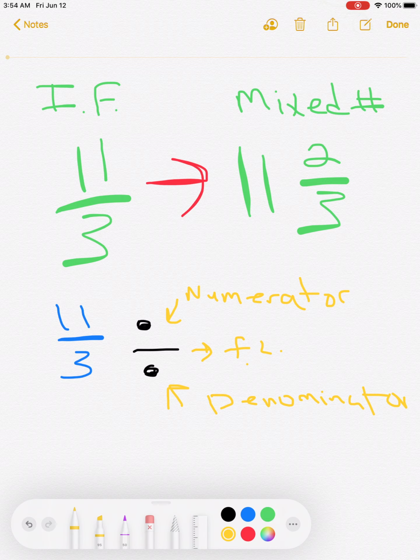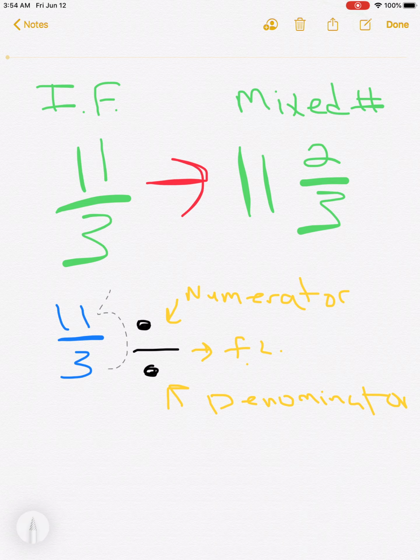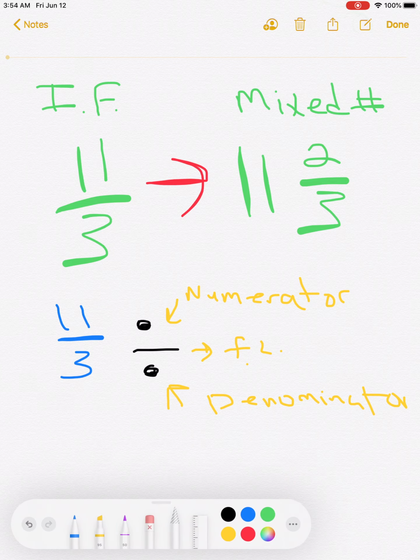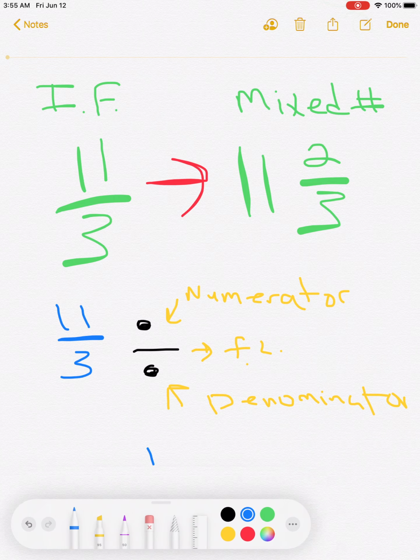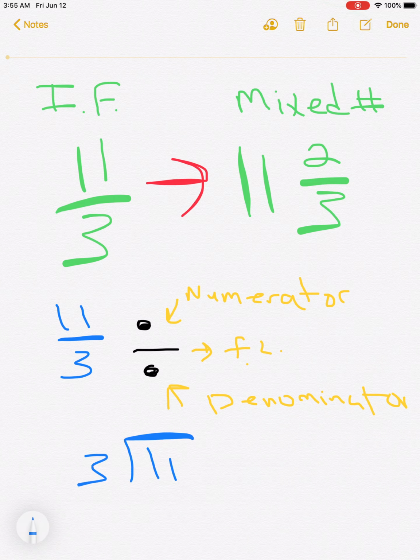So if we look at 11 thirds as a division problem, we want to divide the numerator by the denominator. So let's set that up as a division problem: 11 divided by 3. I'm not going to go over division. If you need help with long division, I want you to watch another one of my videos on long division. This particular video, I want to stay with converting to mixed numbers.